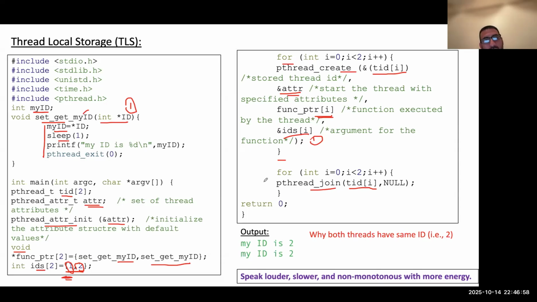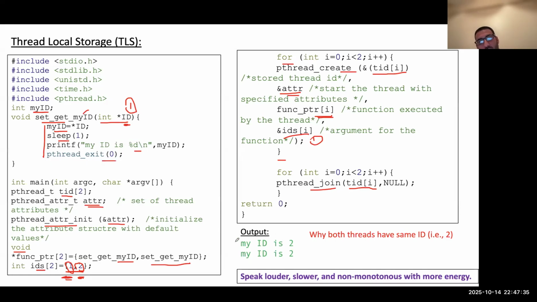Now when the second thread is executed, it will be passed the address of the second element of this array, and the second element stores the value of 2. Internally we are dereferencing it, which means we are simply reading the value from that memory location and putting it in the global variable my ID. So my ID will be equal to 2. Now this thread will also sleep for 1 second, and then it will print my ID is 2, and then it will also exit.